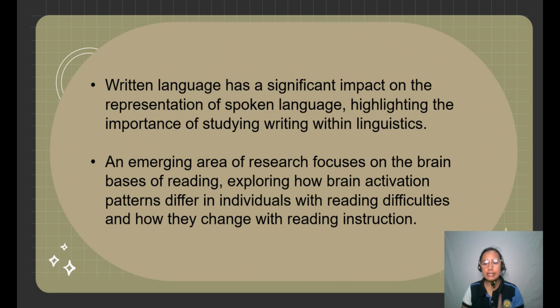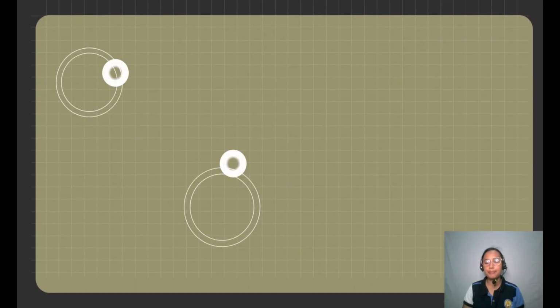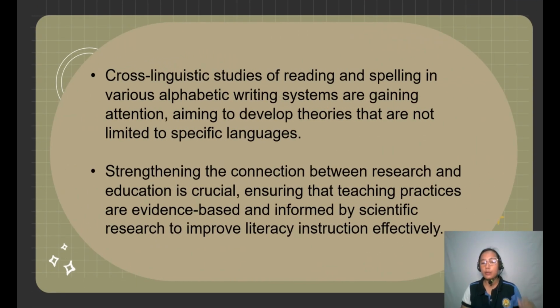Written language has a significant impact on the representation of spoken language, highlighting, of course, the importance of studying writing within linguistics. An emerging area of research focuses on the brain basis of reading, exploring how brain activation patterns differ in individuals with reading difficulties and how they change with intervention. Cross-linguistic studies of reading and spelling in various alphabetic writing systems are gaining attention, aiming to develop theories that are not limited to specific languages.